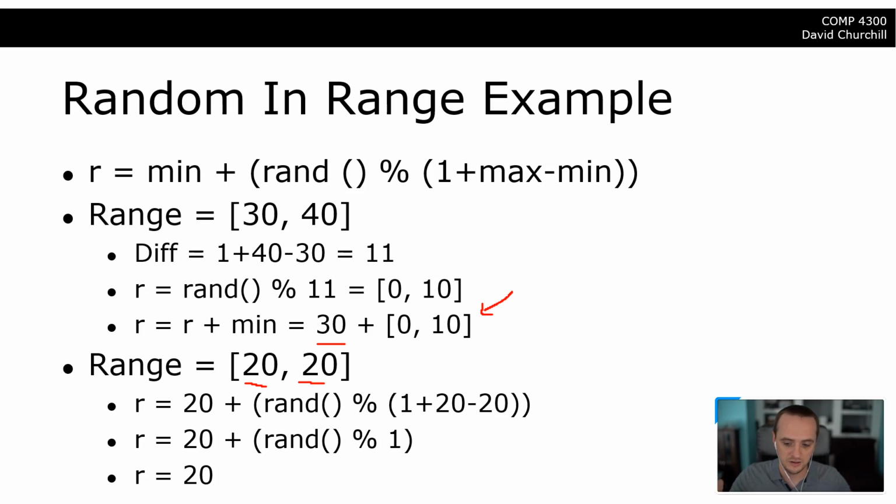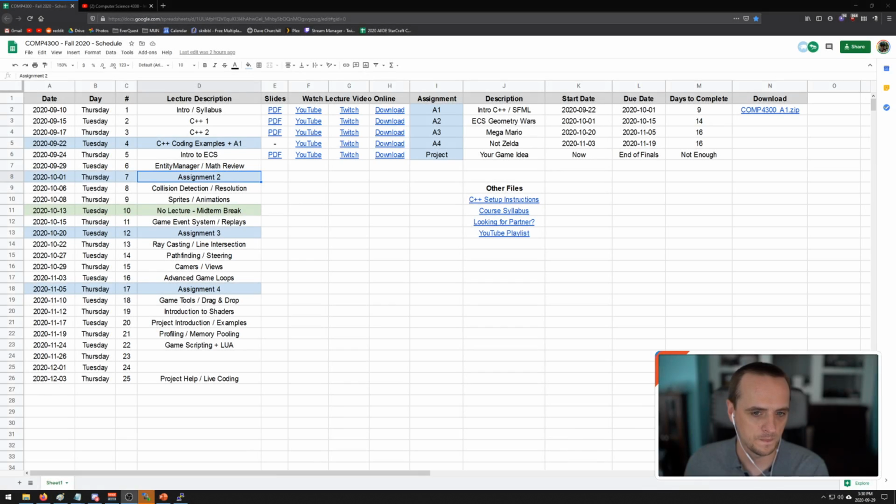And that is basically all the mathematics and all the C++ and all the entity managing that we're going to need for assignment 2. So if I close this down for a sec and I go back to the website, we just covered the entity manager and the math review. And so on Thursday, the entire lecture is going to be talking about assignment 2. So what has to be done, the config file, the marking scheme, and also what the bonuses are going to be for assignment 2.